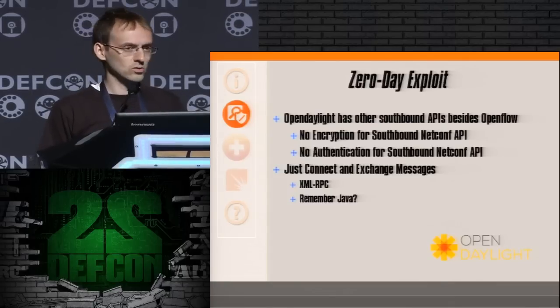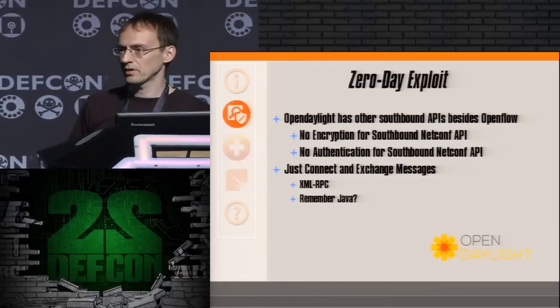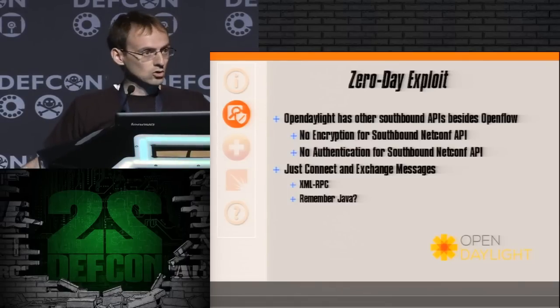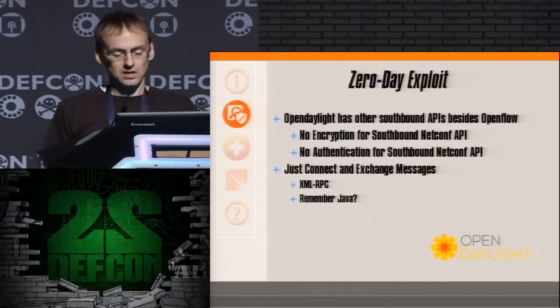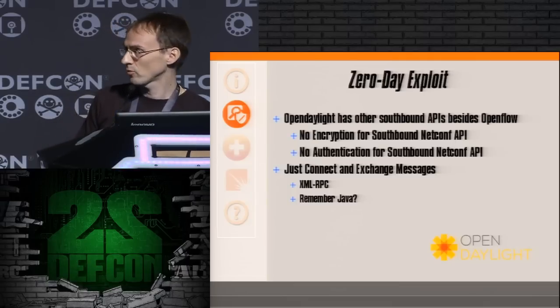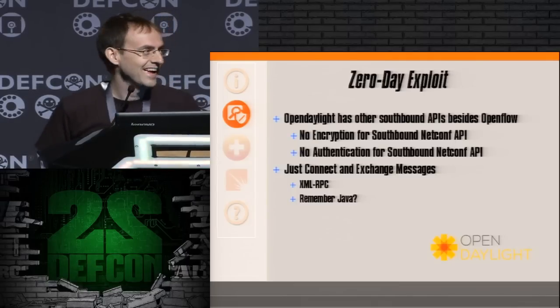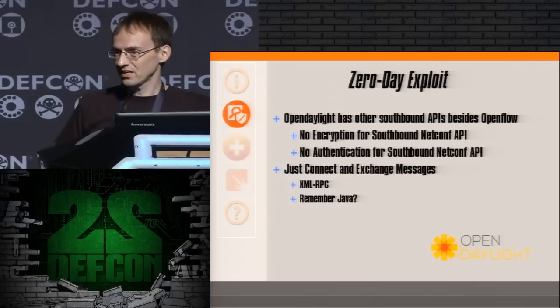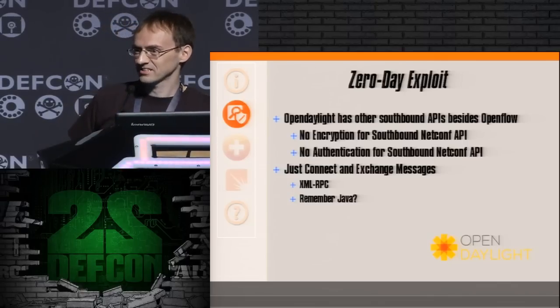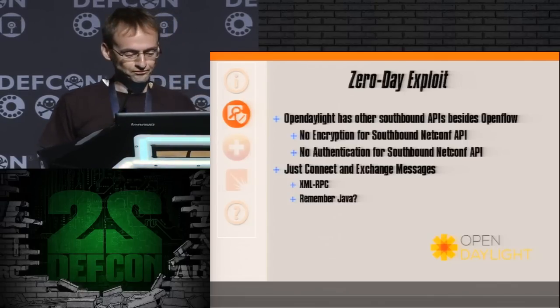OpenDaylight is very backwards compatible, and there are other southbound APIs besides OpenFlow. No encryption, no authentication on this. It's a TCP version of netconf. Just connect and exchange messages. Can you see where I'm going with this? Okay. XML RPC. What's hot today, right? XXE, External Entity Injection.